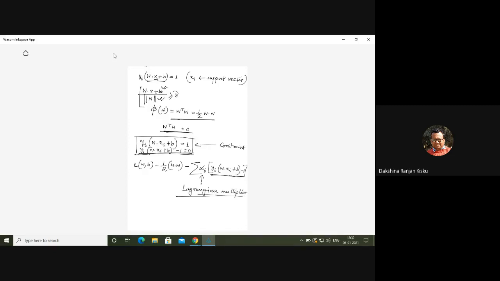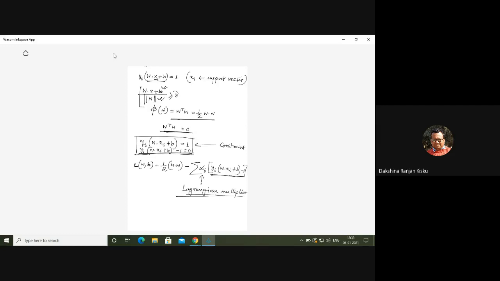Lagrangian multiplier. Now we will expand this equation. In this Lagrangian expression L of W comma B, in terms of W and B, we try to minimize W and maximize the bias, and when we maximize the bias, that means the margin will be maximized. When the margin is maximized, the nearest feature vectors from class C1 and C2 will have the safest distance from the boundary of the hyperplane.